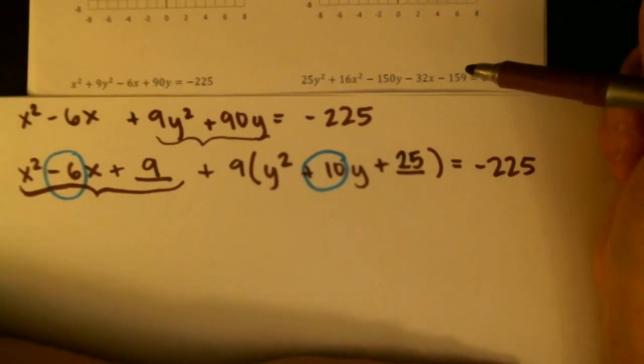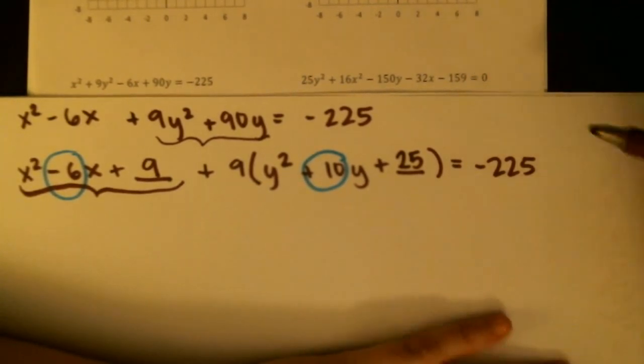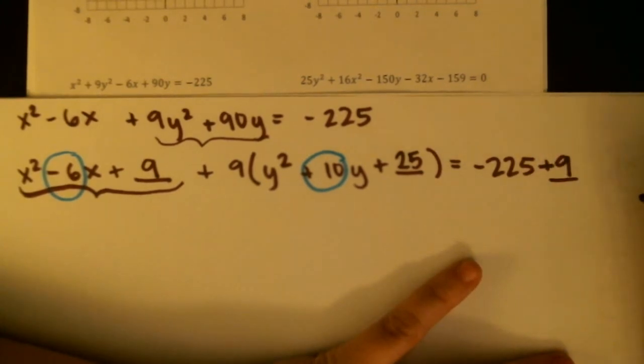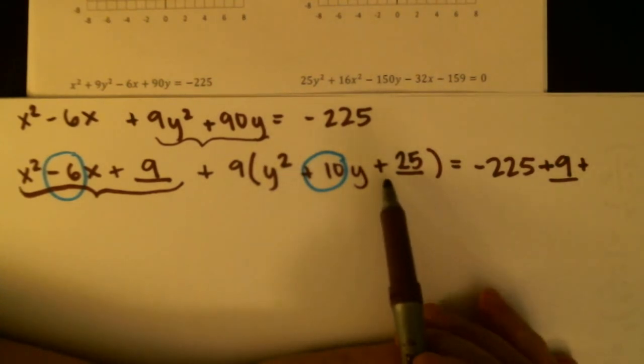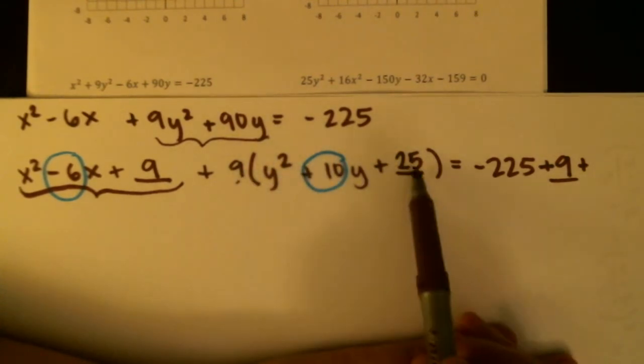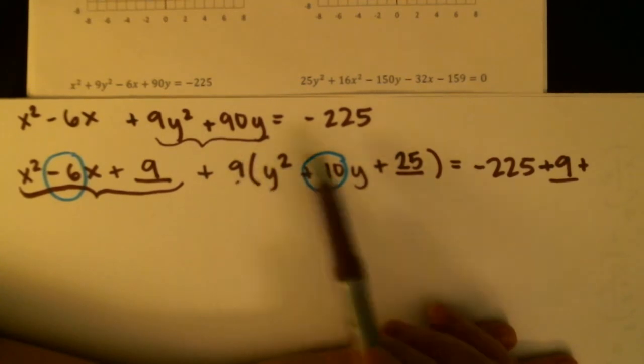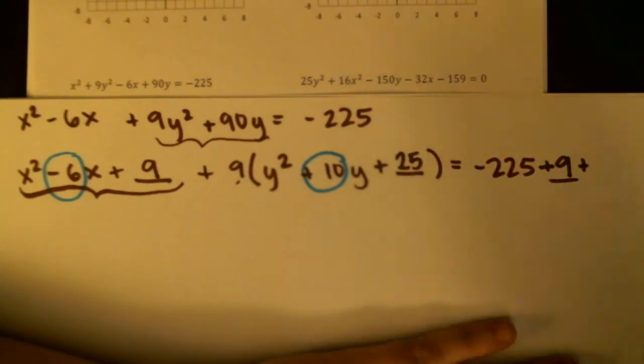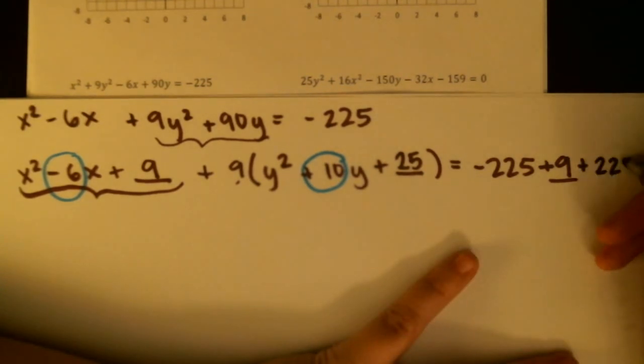But you have an equation, so you have to make sure you keep it balanced. So I need to also make sure that I add 9 to this side, and then be really, really careful on this one. I need to add not just 25, but 9 times 25. Notice if I multiplied this out, what I really added was 9 times 25. So 9 times 25 is 225. That actually works out kind of nicely.